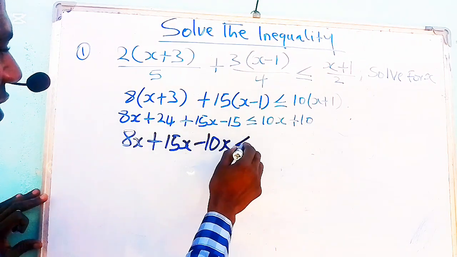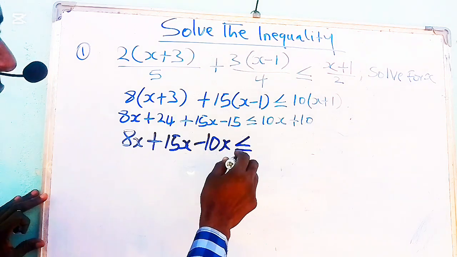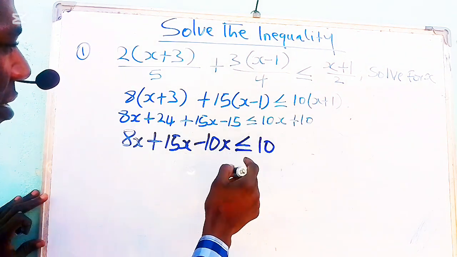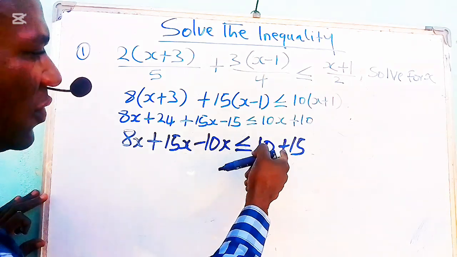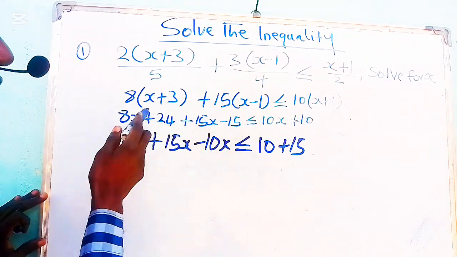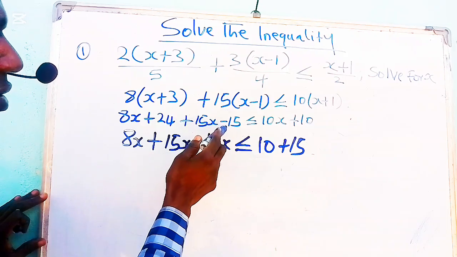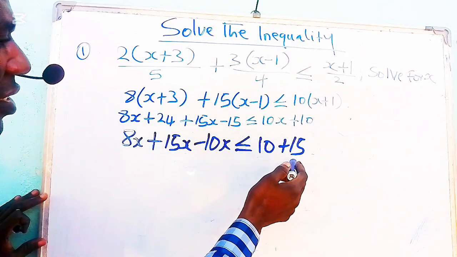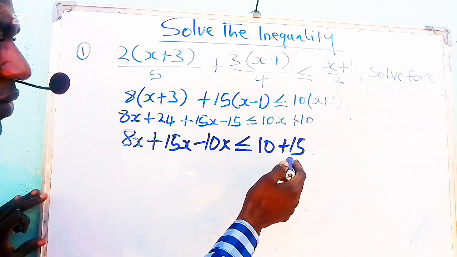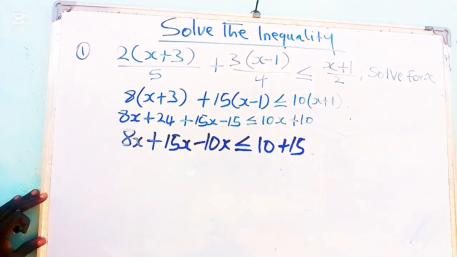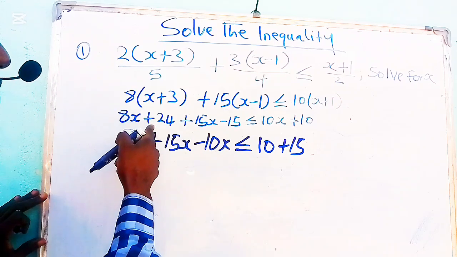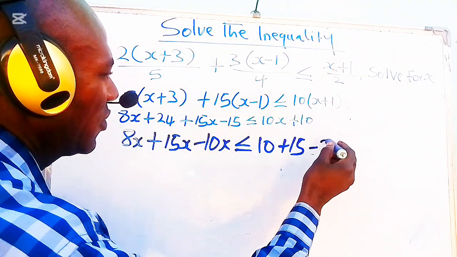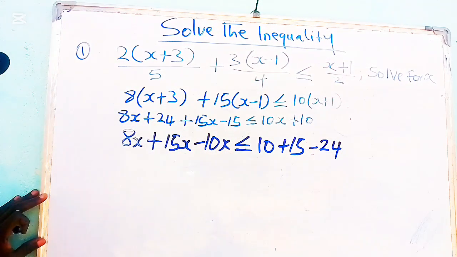Now we have less than 10, then plus 15. Why plus 15? Because on the left hand side here, it carries a negative sign. As it's moving to the right hand side, the sign will change to a positive sign. Then plus 24 is going to be minus 24. The same rule is applicable to all.